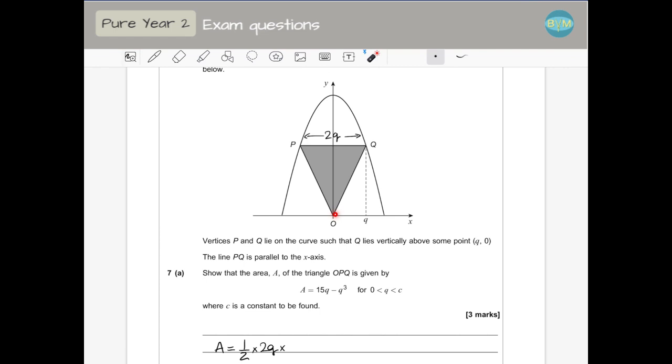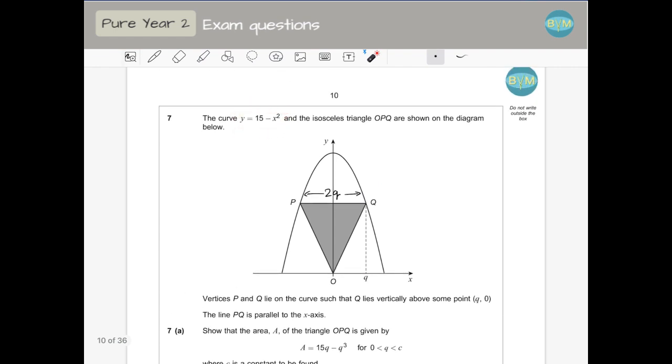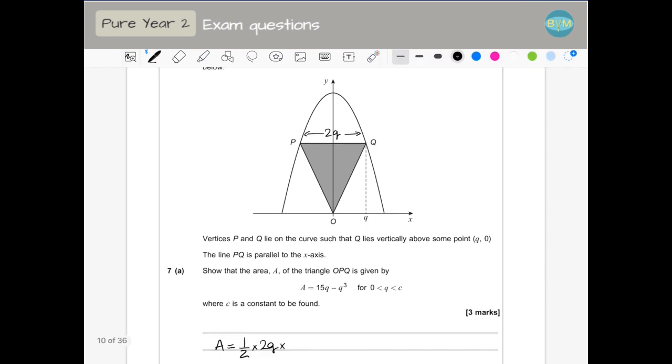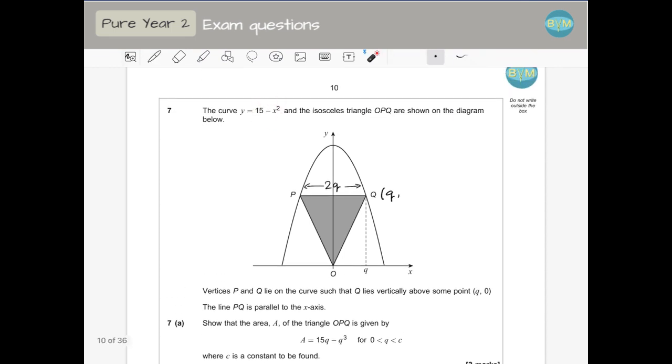Height is this distance here. This distance here is the y coordinate of P and Q. And we can find the y coordinate of Q because we know the x coordinate and we know it is on the quadratic. So if we substitute x by Q, we are going to find the y coordinate here. So the y is going to be 15 minus Q squared, which means this length here is going to be 15 minus Q squared.